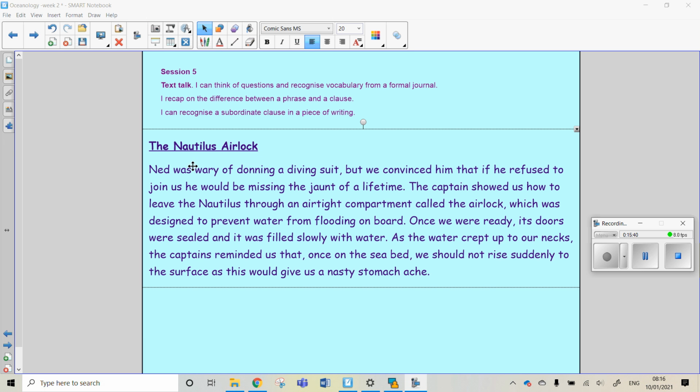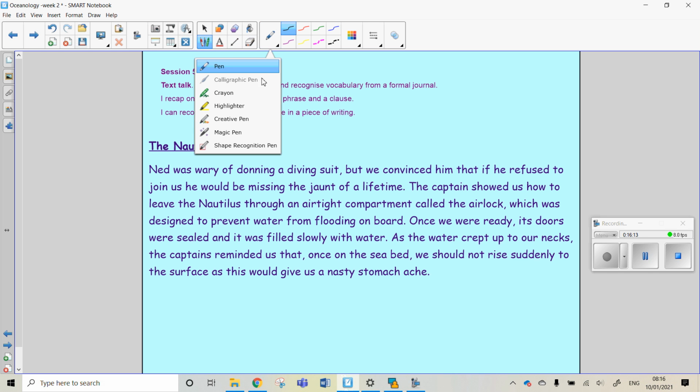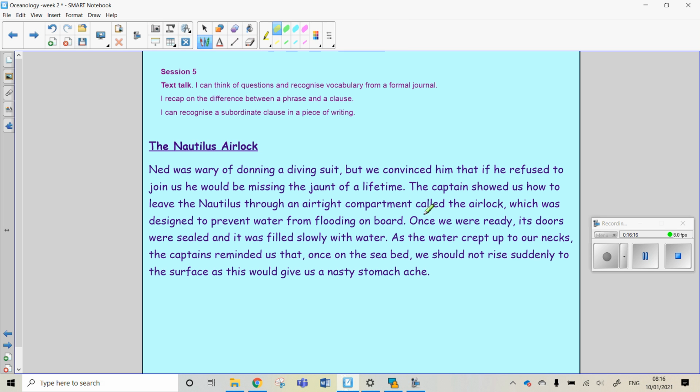At the end of last week, we were comparing two pieces of writing, one by Zoticus and one by a fella called Paul. And we worked out that Zoticus's piece of writing created a formal tone. And one of the ways that he does that is to use something called subordinating clauses or subordinate clauses. And in this paragraph, there are a number of subordinate clauses. If I highlight some that are here, you can see that once we were ready is an example of a subordinate clause.